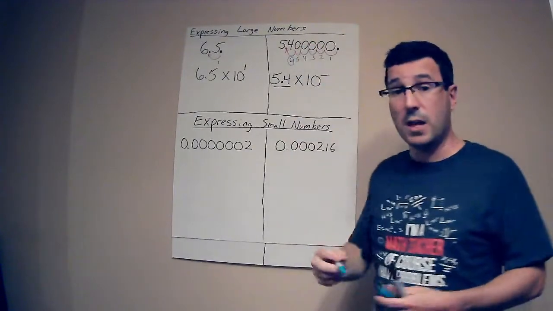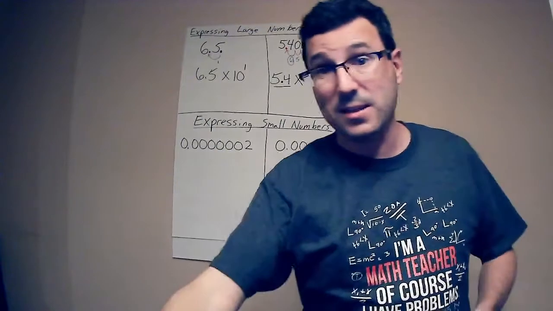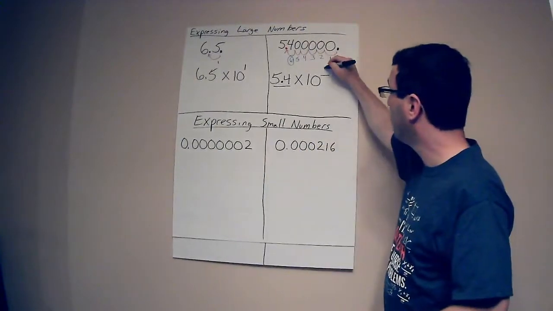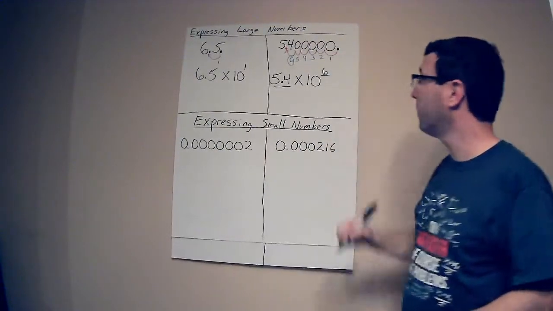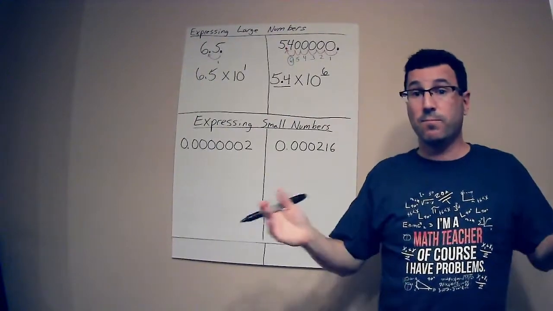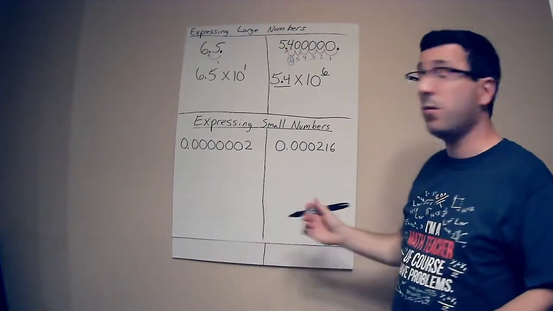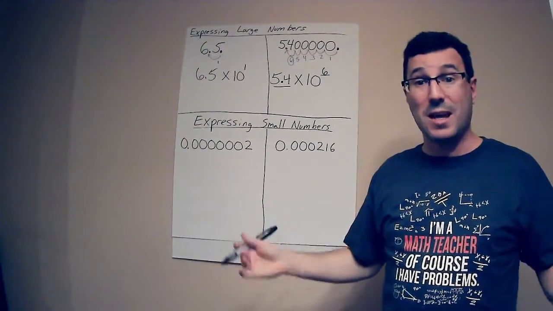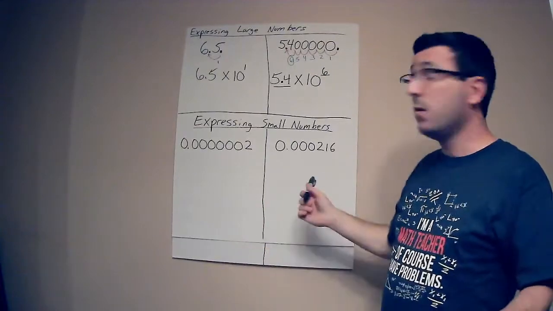I moved it 6 times, so I'm going to put a 6 for my exponent, okay? And that's it. I've written a large number in scientific notation. Not very difficult.